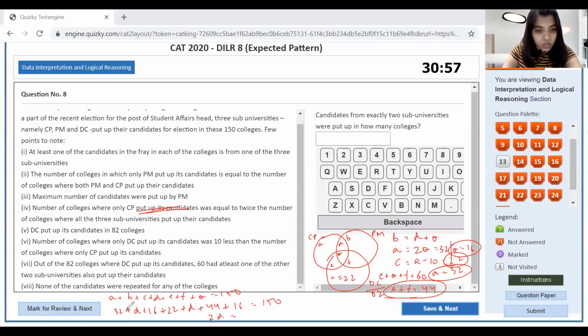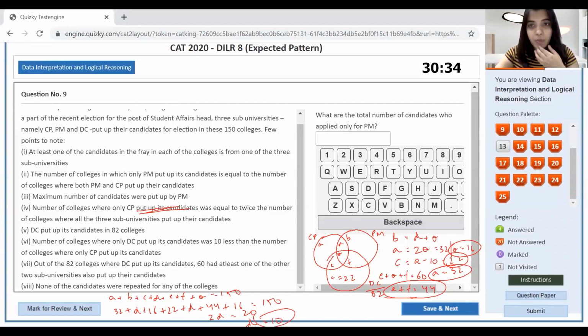2D is equal to 32, 42, 48, 58, 68, 73, 74, 75, 76, 70, 110, 120, 130. So 150 minus 130 is 20. D is what? 10. So D plus E plus F would be what? 10 plus 44, which is 54. So our answer is 54.